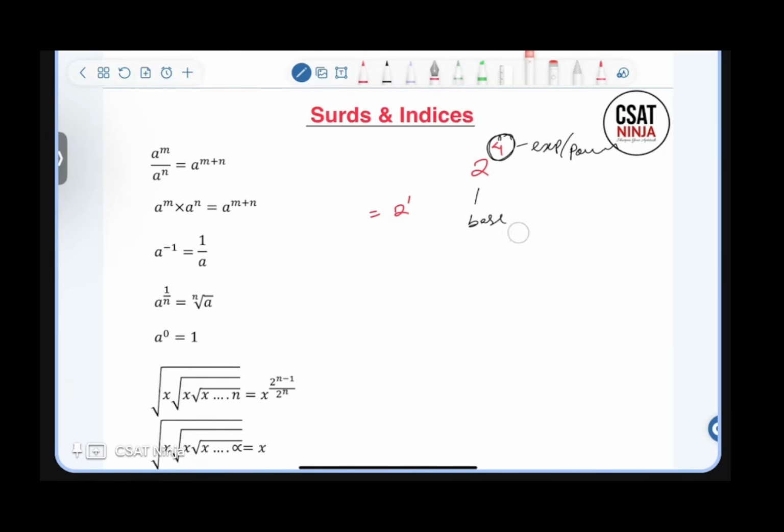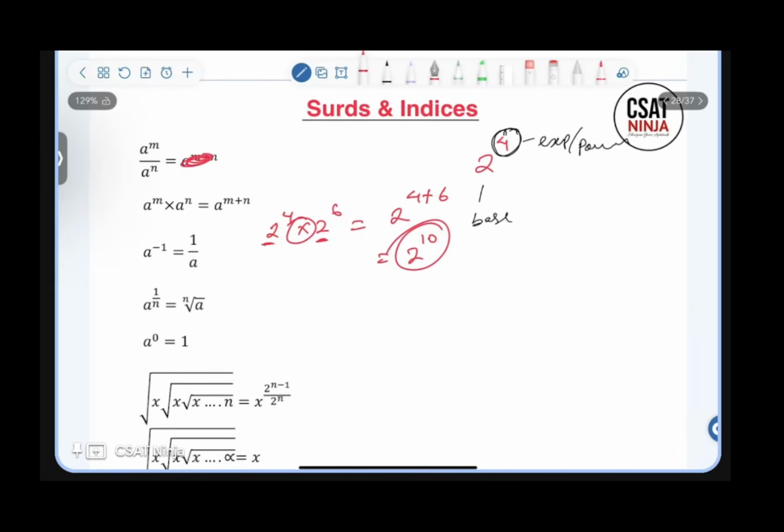Now let's go to rule number 2 here. Rule number 2 is multiplication. If you have 2 to the power 4 into 2 to the power 6, and there's a multiplication sign between the two numbers and their bases are the same, then we add their powers. 4 plus 6, which means it is 2 to the power 10 there. So when there is division, remember, a to the power m divided by a to the power n is a to the power m minus n. When there is division, there is subtraction. We subtract the powers, and when there is multiplication, there should be addition in their powers.